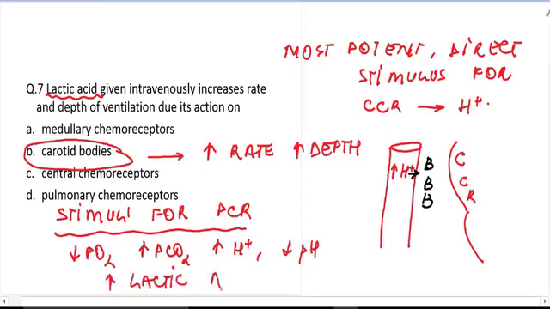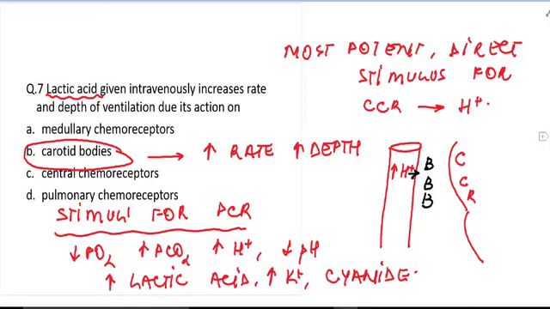Increase in lactic acid will not be able to affect the medullary chemoreceptors but can affect the peripheral chemoreceptors. Even an increase in K+ and cyanide. Cyanide can also directly affect the peripheral chemoreceptors. So these are the stimuli for the peripheral chemoreceptors.